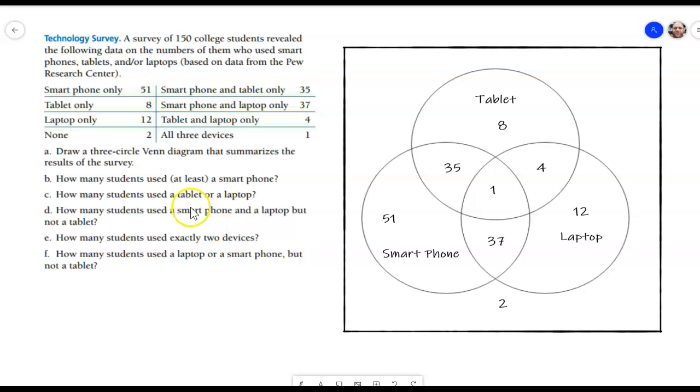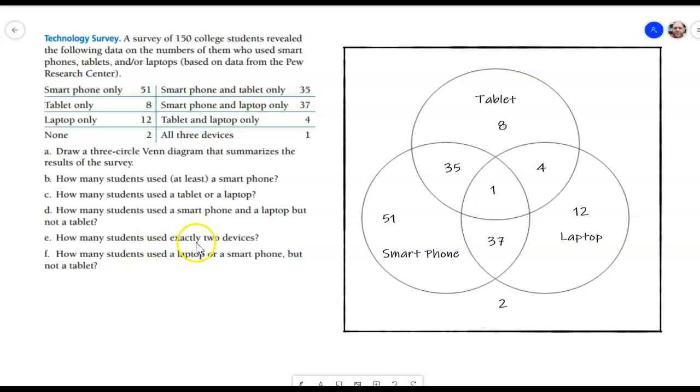The next one, D, says how many students used a smartphone and a laptop? A smartphone and a laptop, which is these students here, but not a tablet. So that would just be these 37 here, because we don't want to include any in this tablet circle here. So that would just be that 37 there.